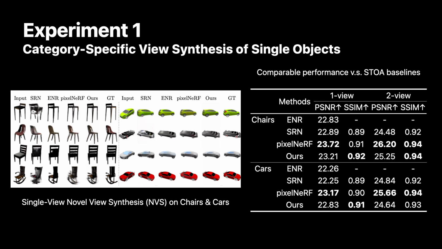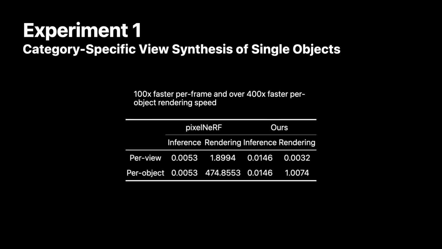In the first experiment, we train a single model to perform category-specific view synthesis of single objects. We find similar rendering quality compared to PixelNeRF in one view and two view settings. More importantly, by having the explicit scene representation and amortized rendering, our method can achieve 100 times faster per frame and over 400 times faster per object rendering speed.